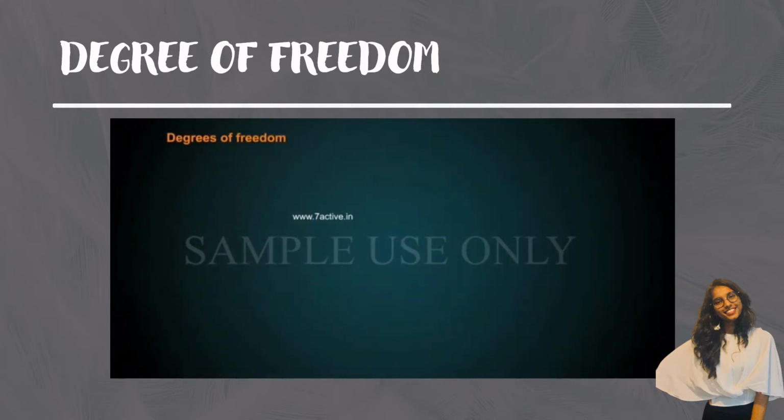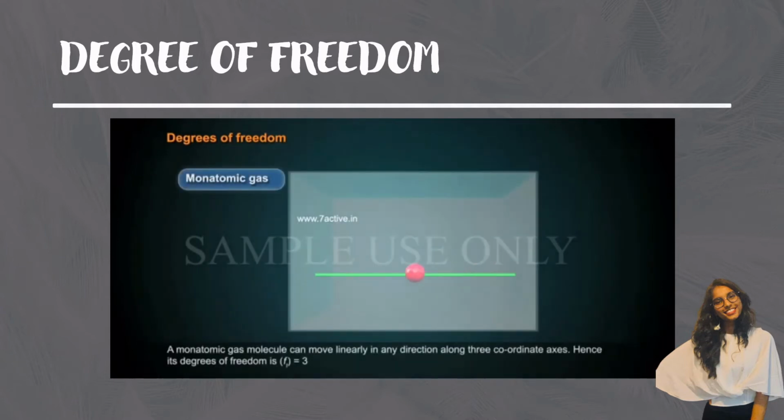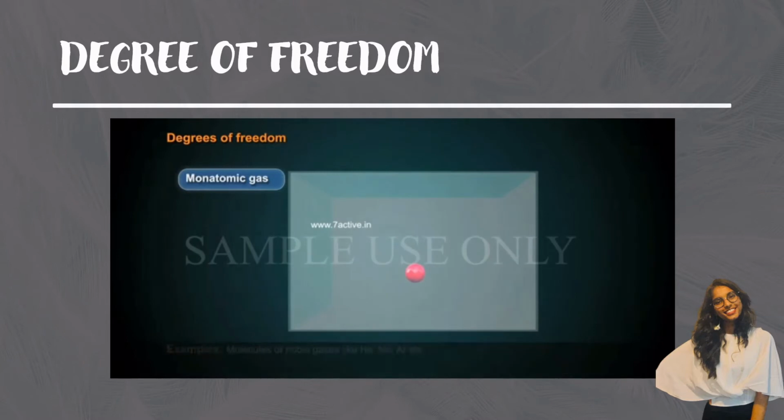Degrees of freedom of gases. Monatomic gas. A monatomic gas molecule can move linearly in any direction along three coordinate axes. Hence, its degrees of freedom Ft is equal to 3. Examples: molecules of noble gases like helium, neon, argon, etc.